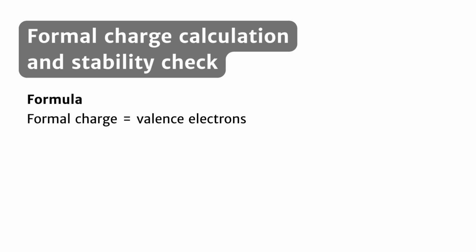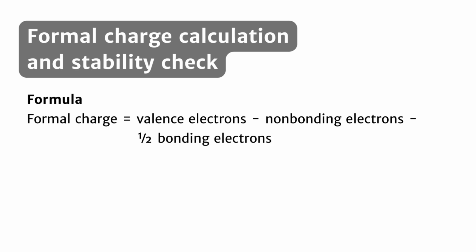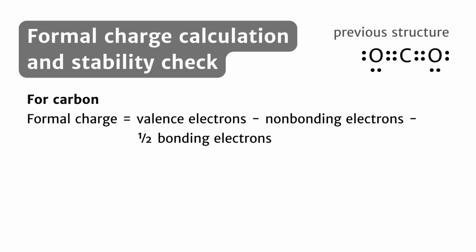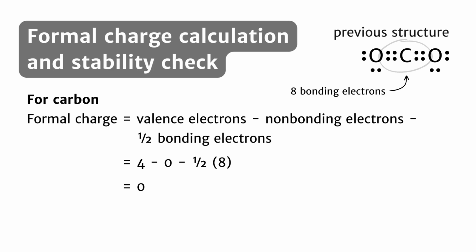This is the formula we can use to calculate formal charges for the CO2 Lewis structure. Formal charge equals valence electrons minus non-bonding electrons minus half times bonding electrons. Simply input the data and place the values in to obtain the formal charges for each specific atom. For carbon, valence electrons are 4, non-bonding electrons are 0, and bonding electrons are 8. So the formal charge will be equal to 4 minus 0 minus half times 8, which equals 0.